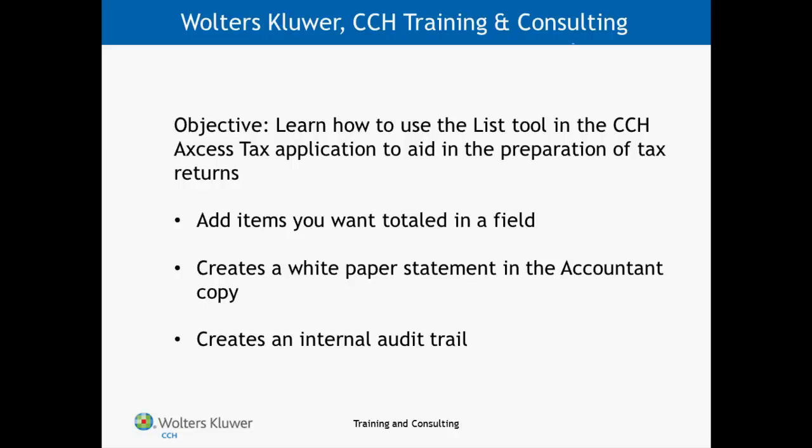Once you've created the list, a white paper statement will be generated and included in the accountant's copy. This list can be proformed over into the next year's tax return to help build an internal audit trail. Let's go ahead and create a list in the CCH Axcess tax application.